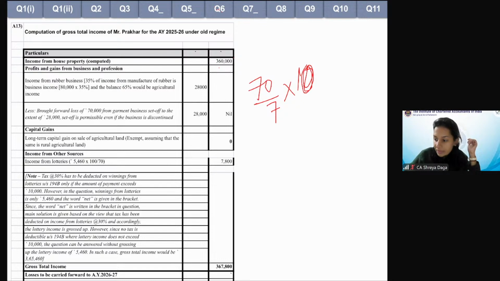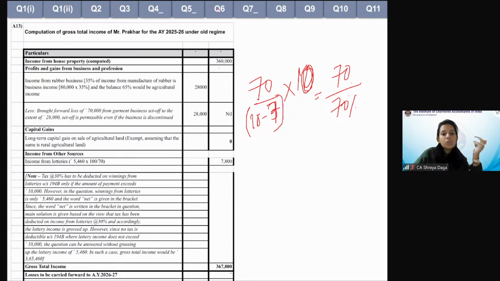How did we get 7? 7 was actually 10 minus 3. In other words, we did 70 by 70% to do gross up. If 70 lakhs represents 70%, then what would be 100%? It is a simple unitary method. If 70 lakhs represents 70% of the total, then what would be 100%? It would be 1 crore.